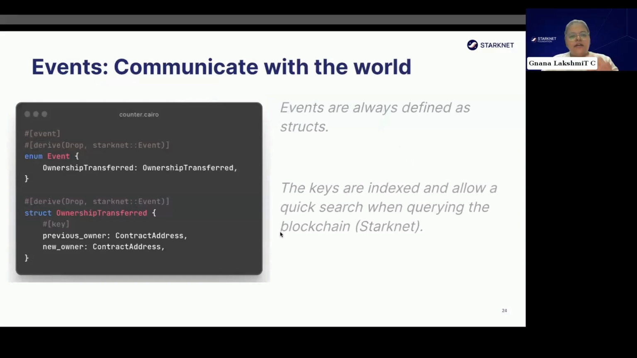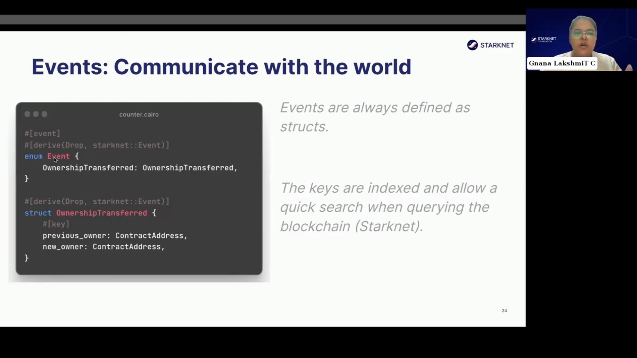I'm also going to quickly run through events. Of course, in order to communicate with the world what is happening in your smart contract, you want events, right? And for events, you have to think of events as having two types of structures. The first is an enum called Event that you have to define, and you have to tag it as an event, right? So that's when the compiler knows that you are now defining some events for your contract.